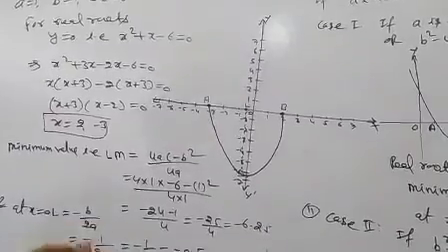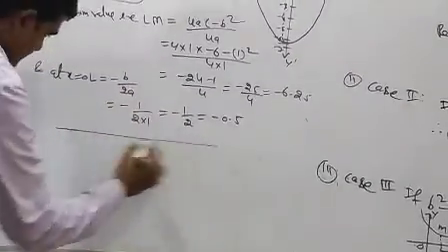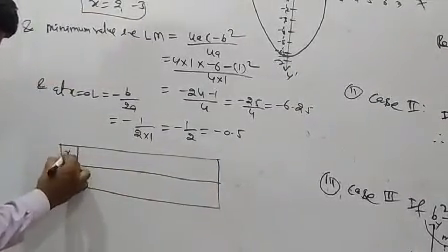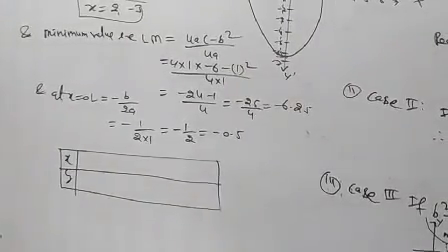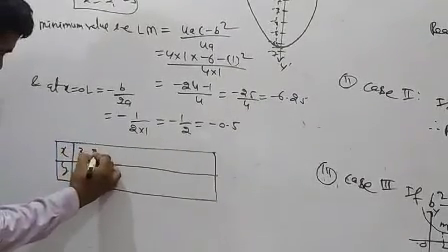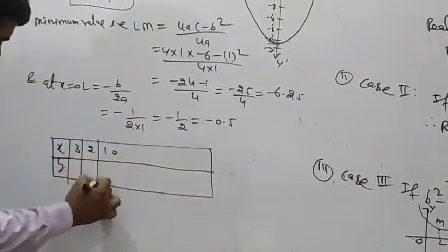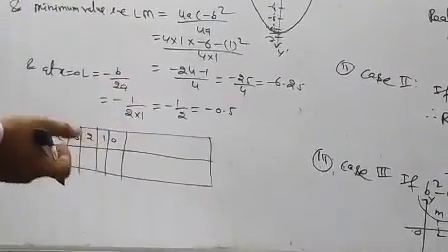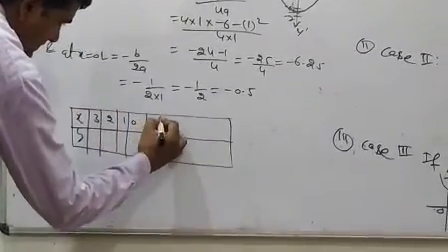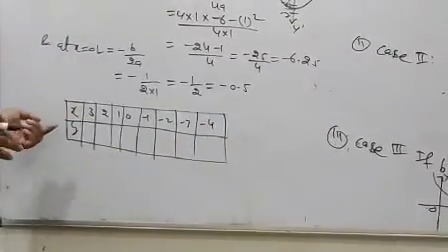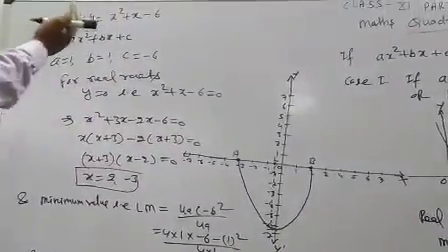Clear? If you have confusion, you can take here the value of x-axis and y-axis. Now we can take by yourself 3, 2, 1, 0. Clear? And we can take some negative values. Some negative means what? Minus 1, minus 2, minus 3, minus 4. It depends on you. If x is equal to 3, we can put here x is equal to 3, y is equal to what?